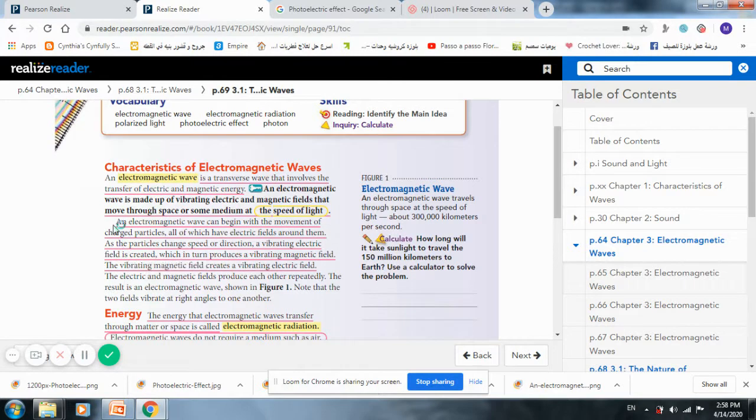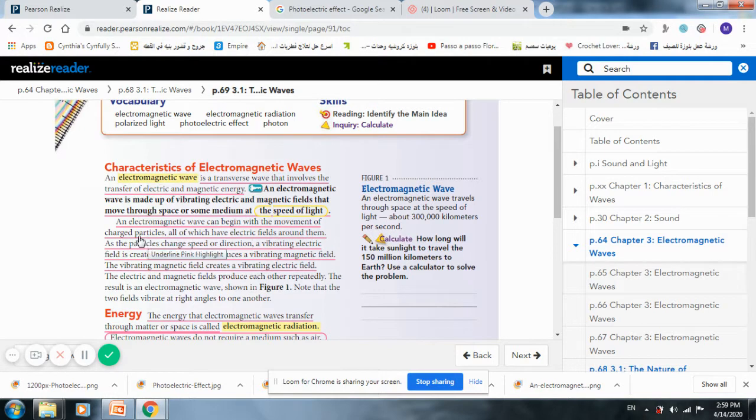Okay, now let's talk about what I explained before in this slide here. What do we have in your textbook about this? An electromagnetic wave can begin with the movement of charged particles.